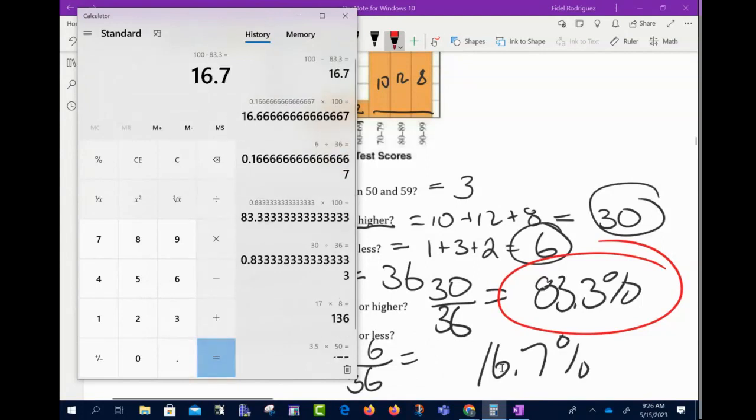And look what we're left with, 16.7, right? So if this is a percent chance that people pass, then this is a percent chance that they don't pass, right? Does that make sense? Okay, so I just wanted to give you a heads up. There's different ways you can go about it. Is there one way that's more right than the other? No, it's whatever way comes naturally to you, okay?